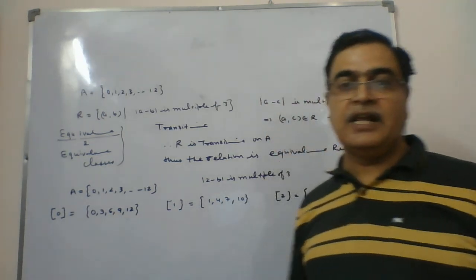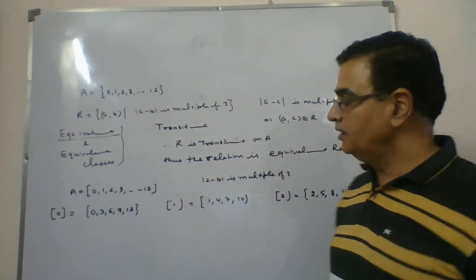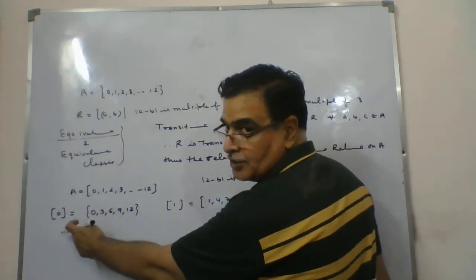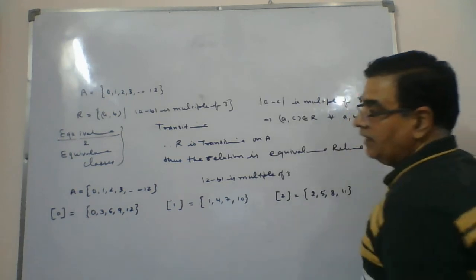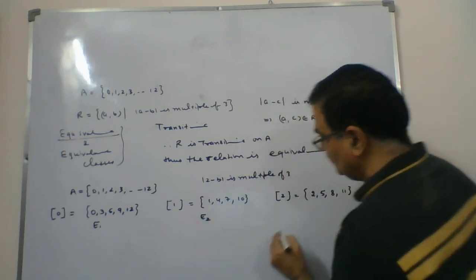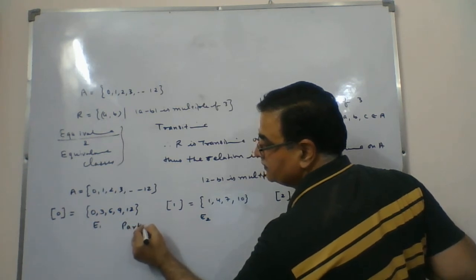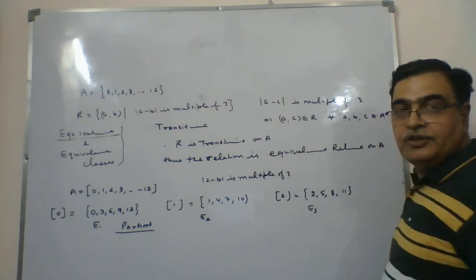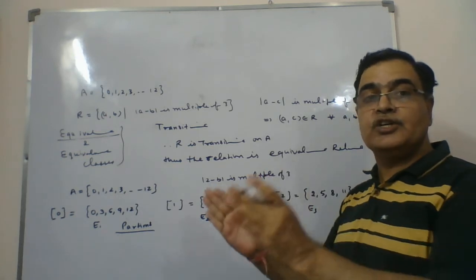So this set is now divided into 3 partitions. One partition, second partition, third partition. These partitions we call, this is the partition for 0, 1 and 2. This is the equivalence class for 0. This is the equivalence class for 1. This is the equivalence class for 2. These are equivalence class 1, equivalence class 2 and equivalence class 3. These are simply the partitions. These partitions are the partitions of this set according to the relation R.